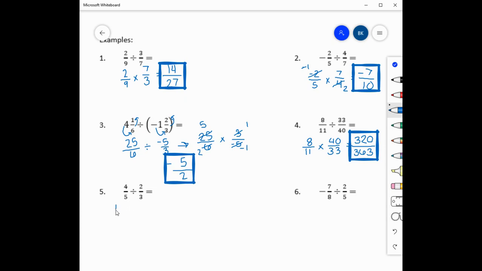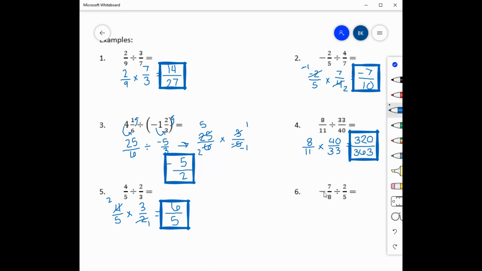Number 5, keep the first fraction, change to multiplication, and flip. We are going to simplify diagonally. So this simplifies to a 2, and this is a 1, and multiply straight across. 2 times 3 is 6, 5 times 1 is 5.